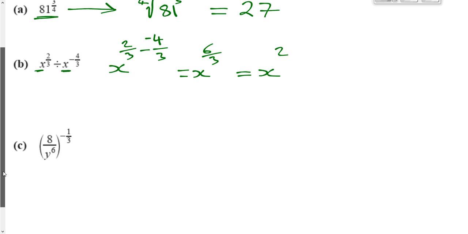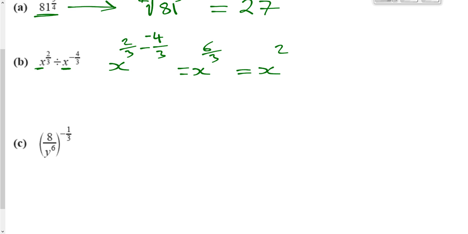Now, the last one is a little bit trickier, but one thing that we need to remember when we are dealing with exponents and brackets in particular is that we're going to be multiplying the exponent on the outside of the brackets by the exponent of all of the terms inside of the brackets. So we're going to be multiplying negative 1 over 3 by 8's exponent, which is 1. We don't need to show that it's 1, but it's 1. And we're going to multiply negative 1 over 3 by y's exponent, which is 6.